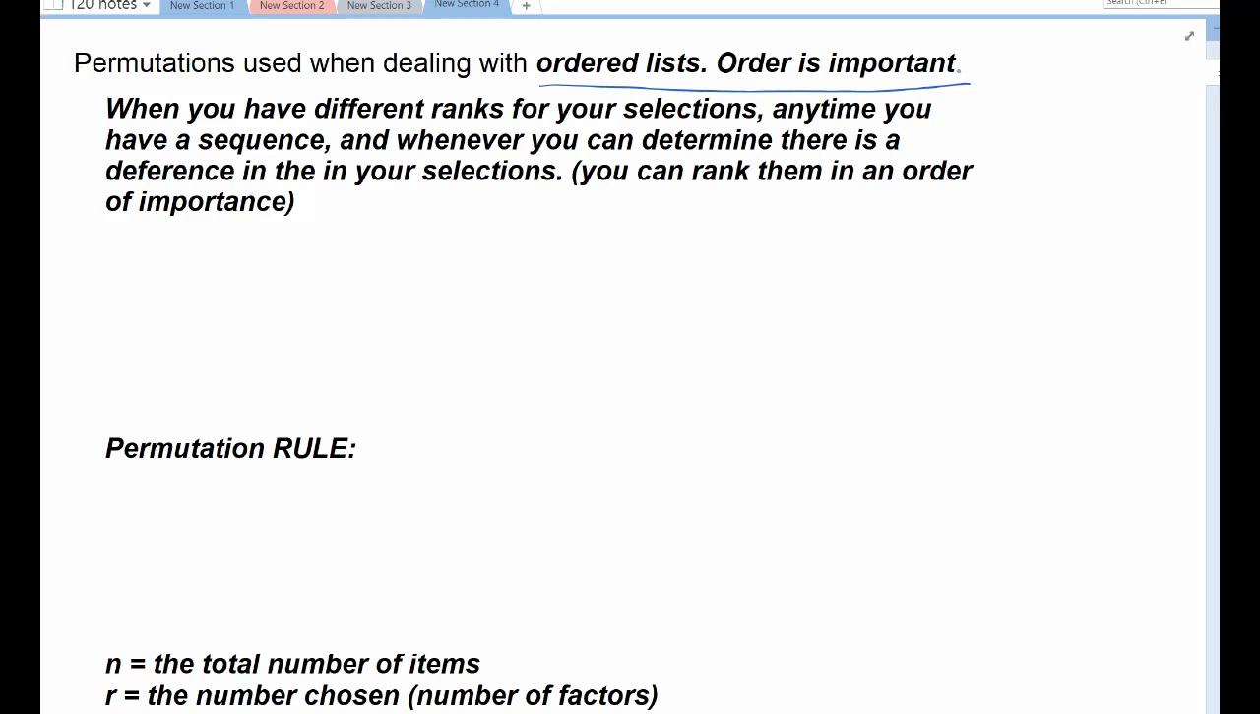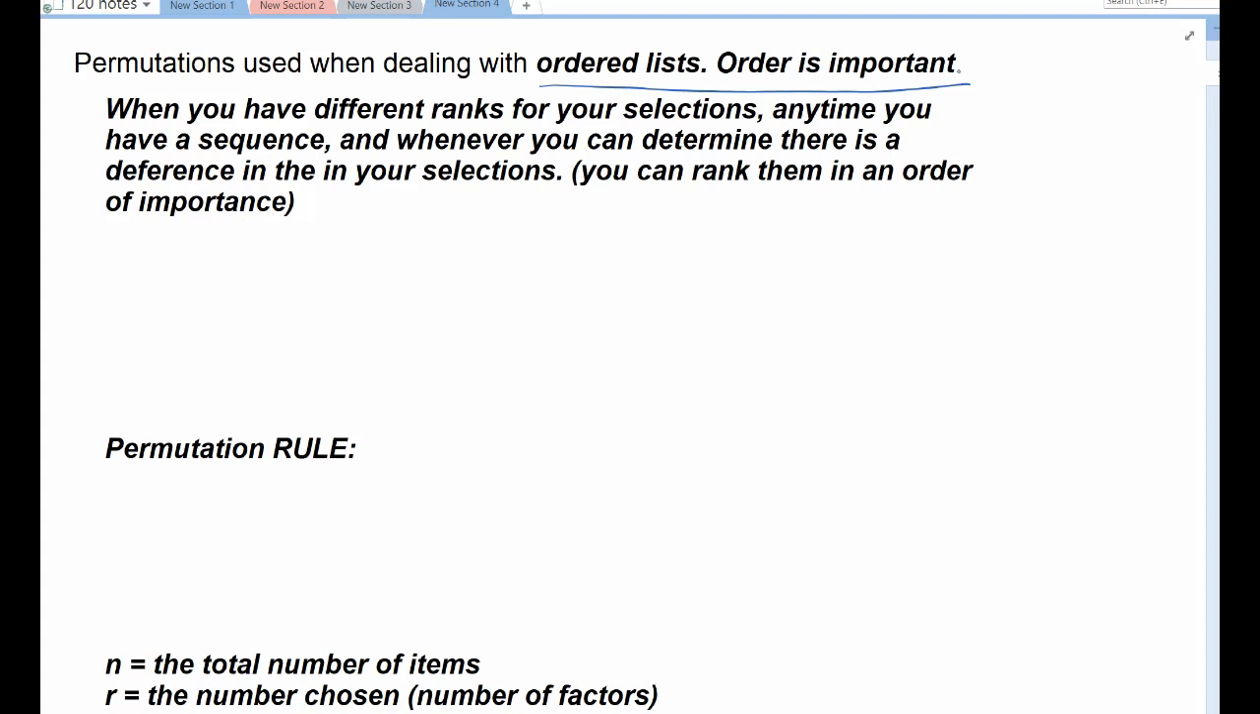Or if there's a rank to it. If I'm picking different people for different parts in a play, there's a rank to it. It matters if you're the person picked first, second, or third. It makes a difference. There's a difference between the first selection and the second selection and the third selection. It matters. There's a rank or order of preference. So permutations. And like I said, we've actually done permutations before.